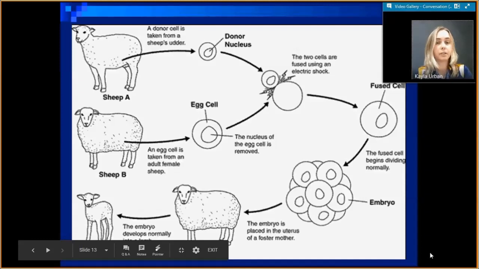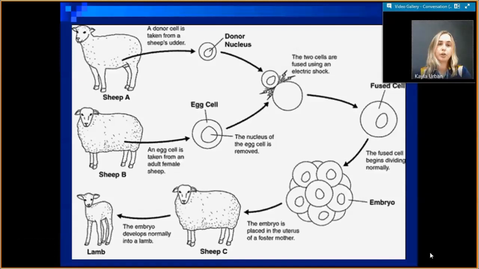Currently, it is illegal to create a clone of a human. And it is not always successful. There were tons and tons and tons of trials where they tried and failed with creating the clone of sheep.